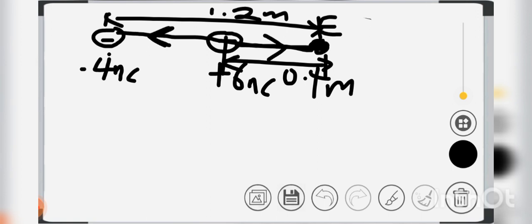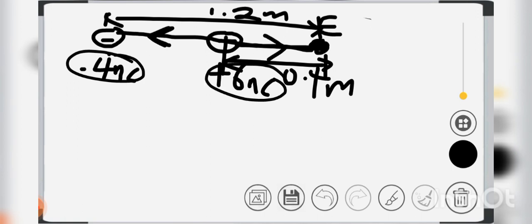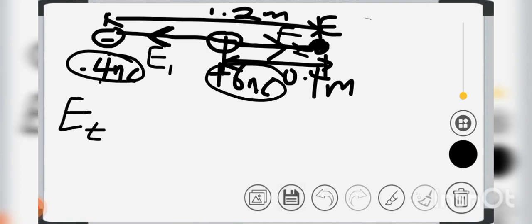So the next thing you're going to do now is to calculate the electric field due to this -4 and due to this +6 and add the two together vectorially. So I'll call this one electric field due to this first charge, E1. I'll call this other one electric field due to the second one, E2. So the total electric field at this point will be, anyone going to the left, you take negative sign.